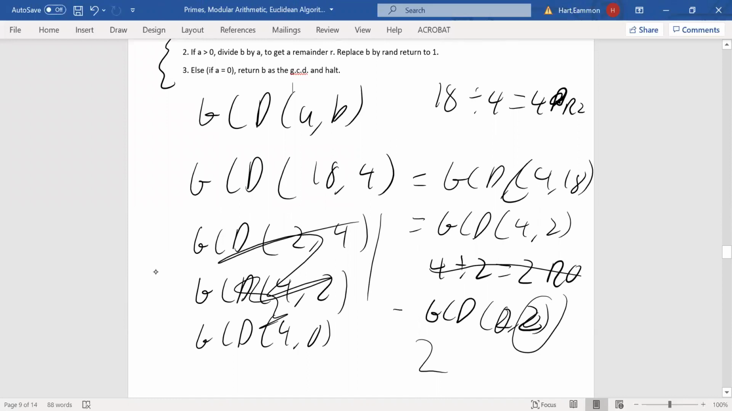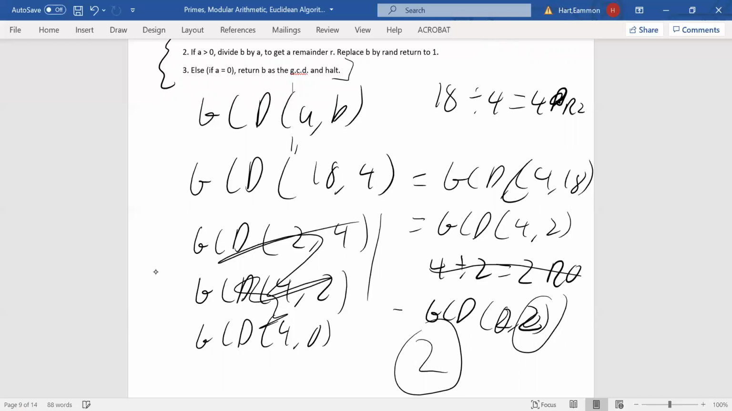So if I want to do the GCD of 18 and 4, then I would do 18 divided by 4, and that gives me 4 remainder 2. So now I'm going to replace 18 with that remainder 2, and then I would do the GCD of 4 and 2. Well, I would divide 4 by 2, and that gives me 2 remainder 0. So I would have the GCD of 0 and 2, which now I'm checking here. That says A is equal to 0, so I can return B, and that tells me that the GCD is 2.